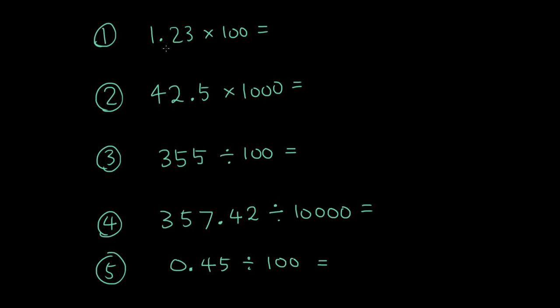So the first one is pretty straightforward because you're multiplying, you move the decimal point to the right. So 1, 2, 2 decimal places because there are 2 zeros. So the answer is 123.